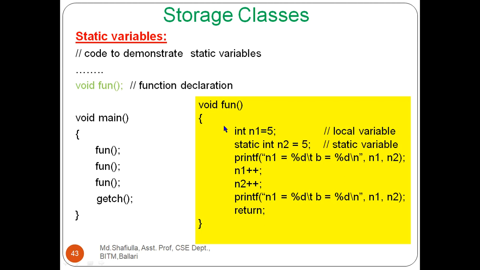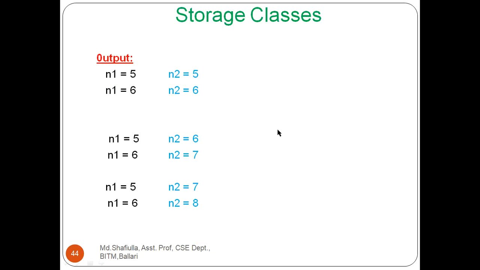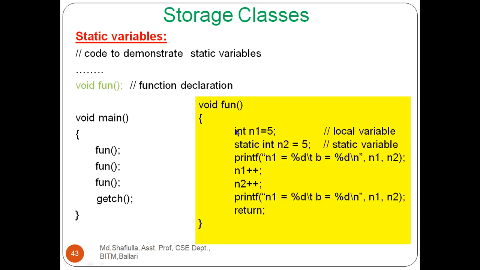Why? Because reinitialization happens. The moment there is a function call fun, it will be printed. Okay, n1, 5, 6 will be printed. Again, it will return the control back. Again, you are calling a function. n1 value will be reinitialized to 5 back. Whereas, what happens with static? 5, 6. Did it increment? 6, right?